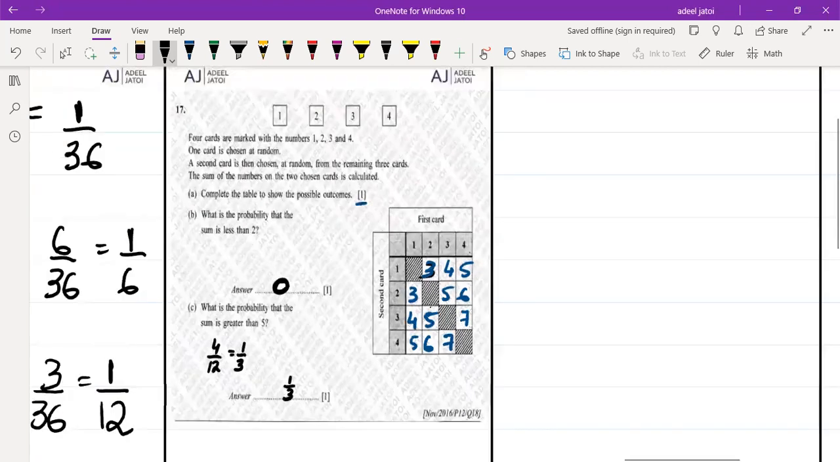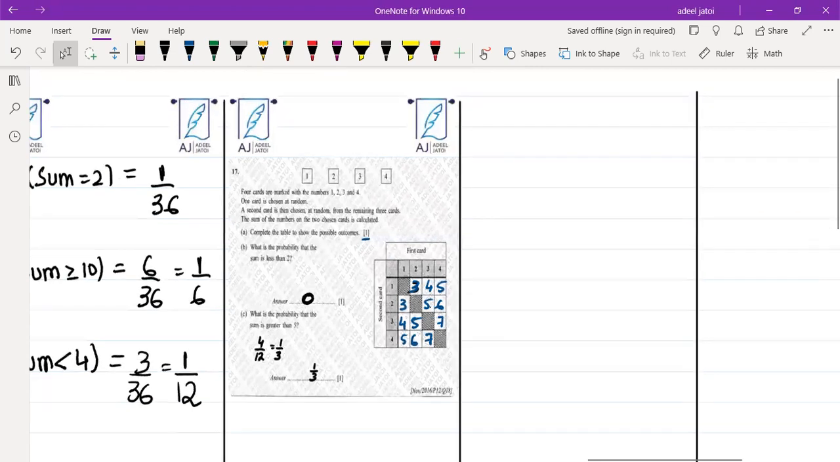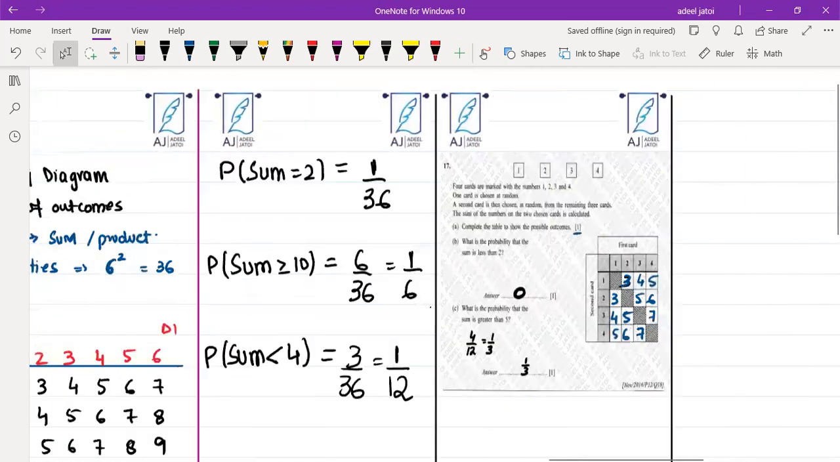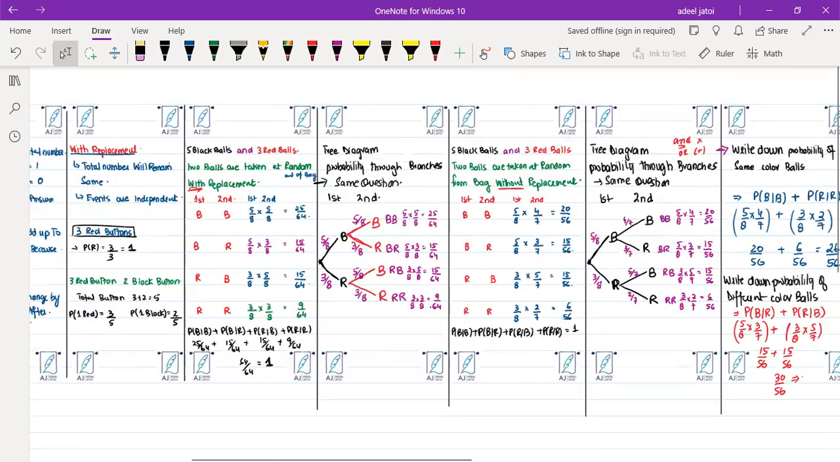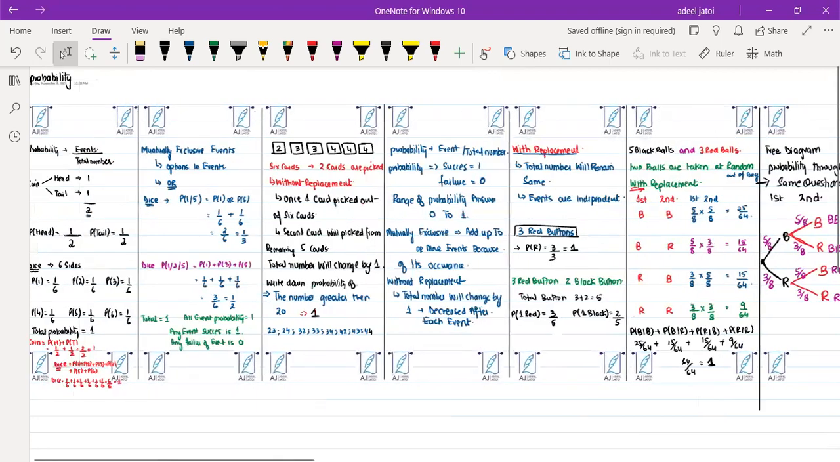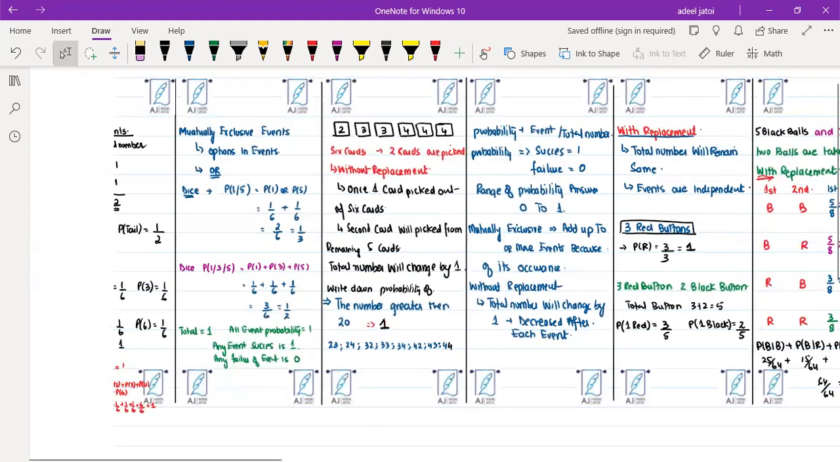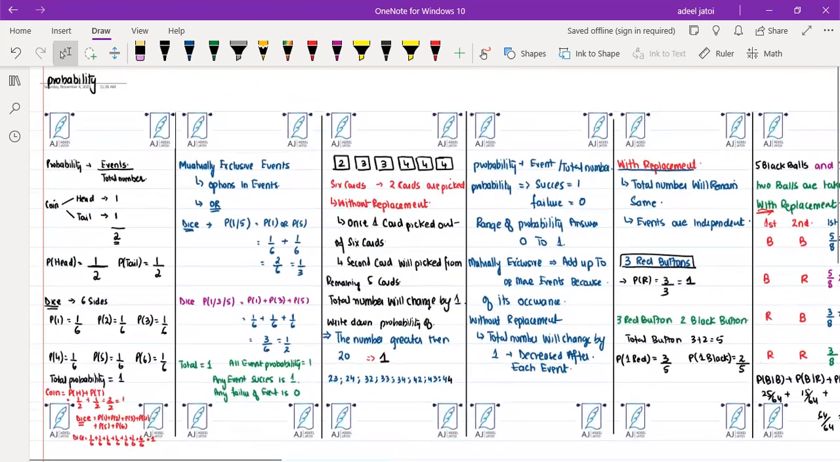Such questions are tested in past papers for the possibility diagram. So this was lecture number 1 from probability. We'll be working more in lecture number 2, but this is all about probability.